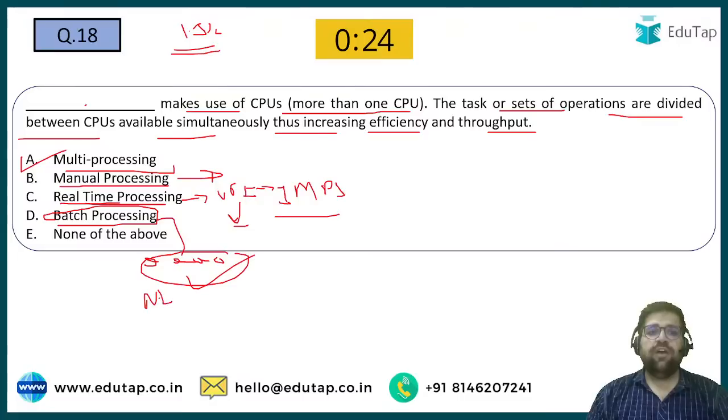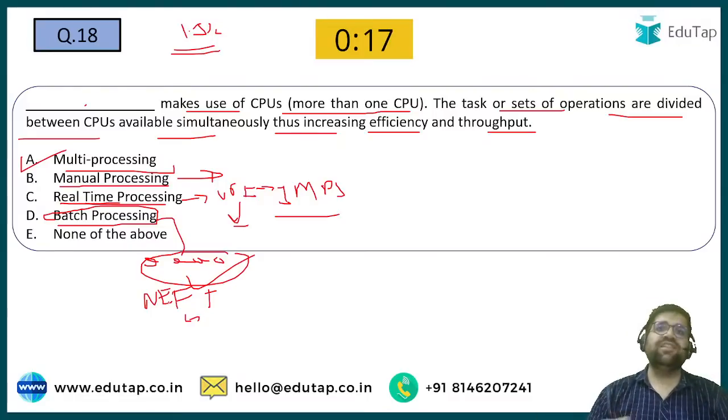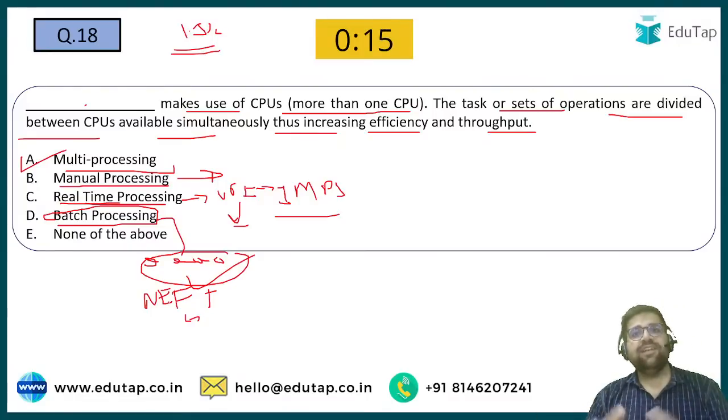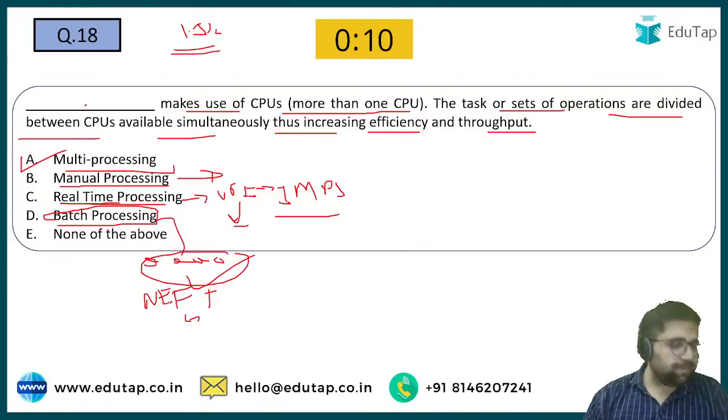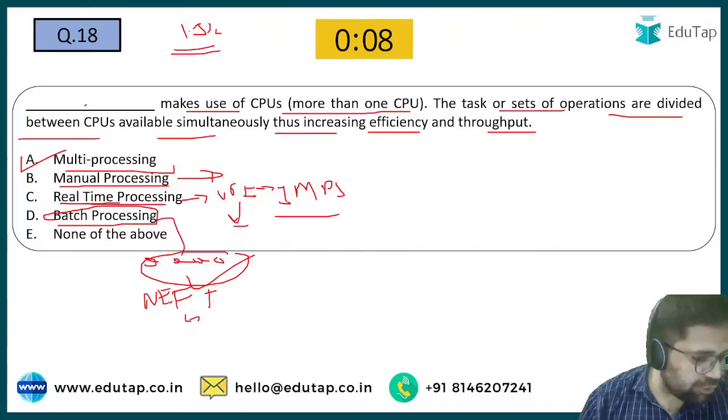For example, if you have heard about National Electronic Fund Transfer, NEFT. So NEFT happens after every 30 minutes. Why? Because it is a kind of a batch. In every 30 minutes, different payments are collected and then they are executed at the same time. So this you have to remember.